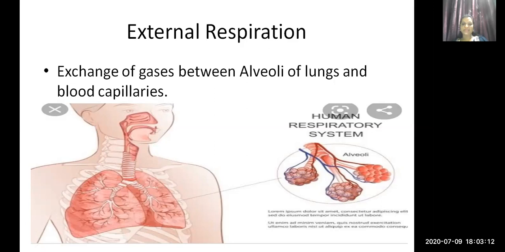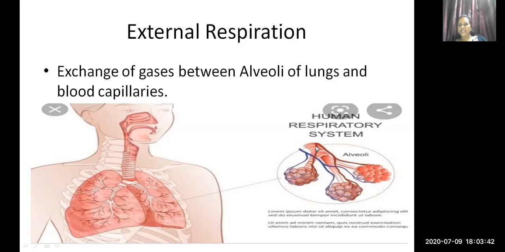Now the tertiary bronchi end into a bubble-like structure or bunch-of-grapes-like structure, and those structures are called alveoli. As you can see, the structure is enlarged here. So these are the bunch-of-grapes-like structures that are called alveoli. Now these alveoli are surrounded by a blood capillary network.